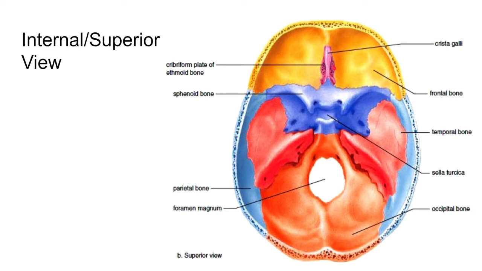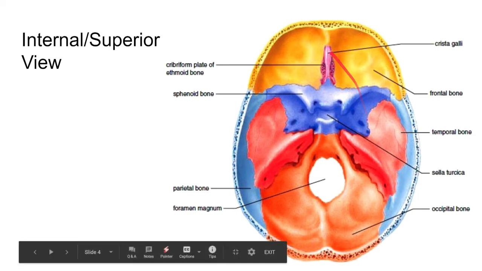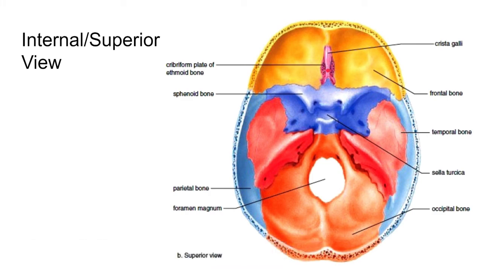This thing up here, this whole plate, so I'm circling the whole thing, is called the cribriform plate. The cribriform plate is part of the ethmoid, and it is this plate that actually separates the cranial cavity. This whole thing here is the cranial cavity, but right underneath this pink, I guess that's pink, plate is the nasal cavity. So the cribriform plate separates those two cavities, so there's nothing going between them.